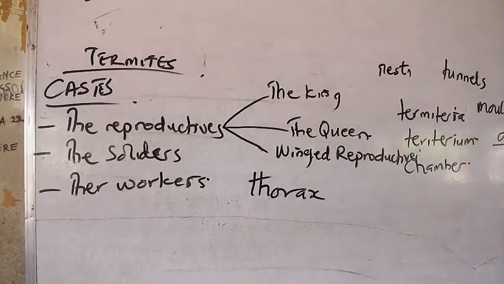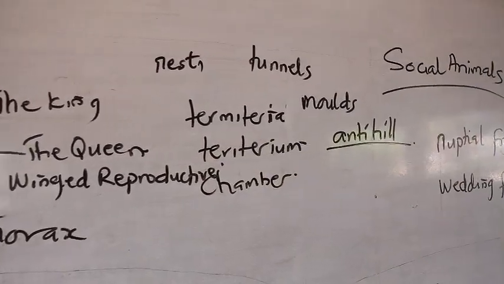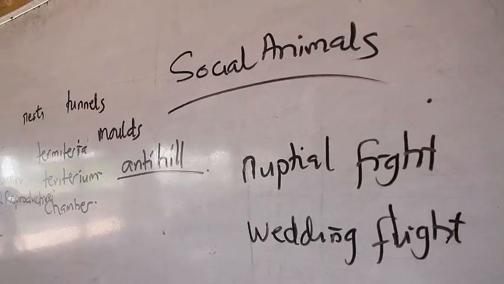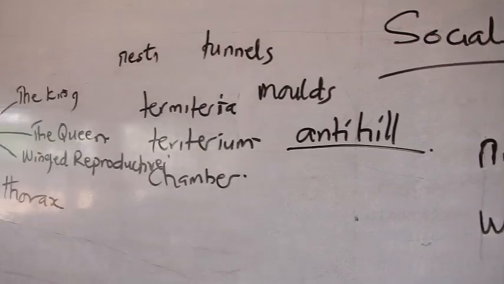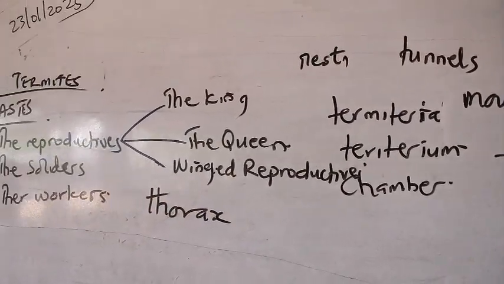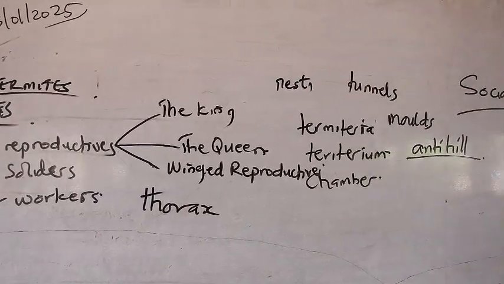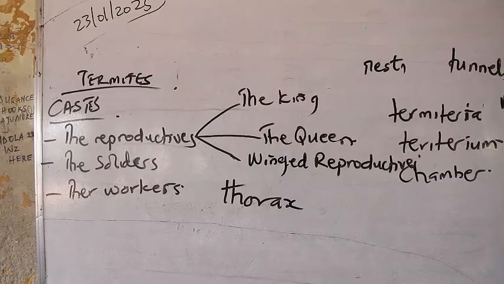It's 3. Don't go and write 5. There are 3 main caste groups. That is the reproductives, the soldiers, and the workers. Then when you come to the reproductives, there are 3: the king, the queen, and the wingless.